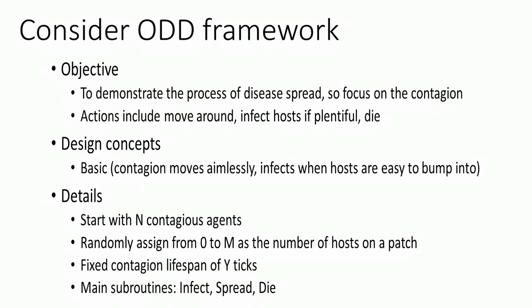Let's use this as a chance to explore Railsback and Grimm's ODD framework. That's objective, design, and details. So the objective here might be to demonstrate, rather than quantitatively predict, the process of disease spread. And we want to focus perhaps, therefore, on the contagion, since that's what people might want to understand a little bit better about. And the actions could include the moving of the contagions, the infection process, if there's lots of hosts available. If there isn't, then maybe the contagion dies without ever finding a host.